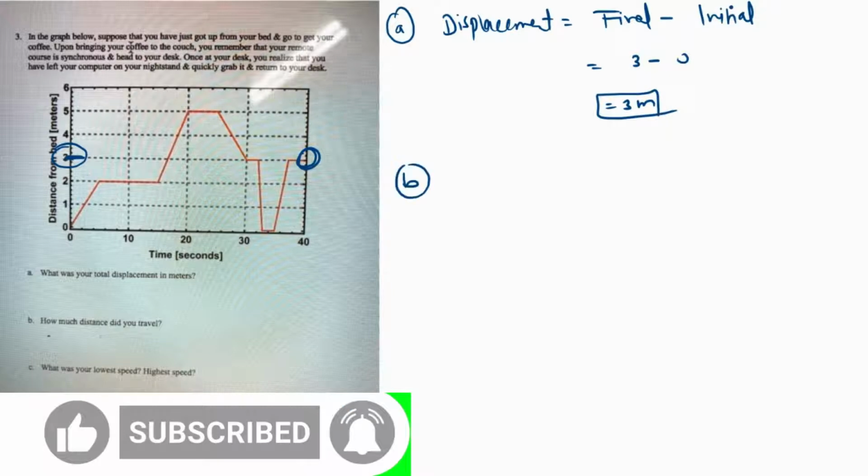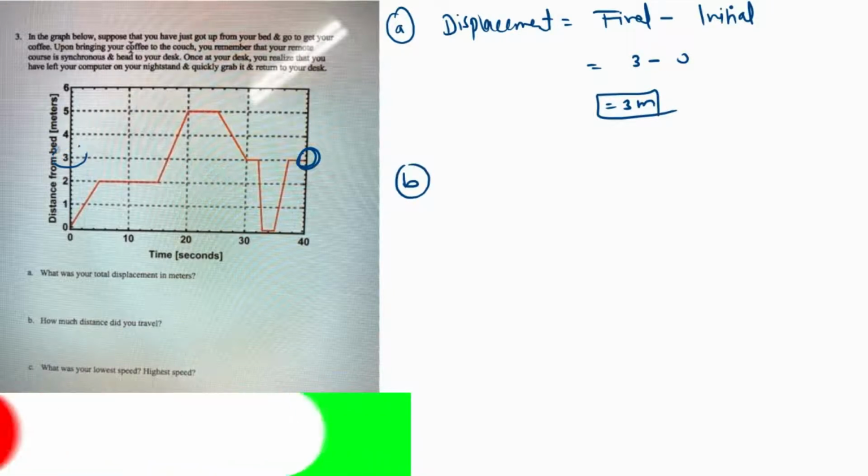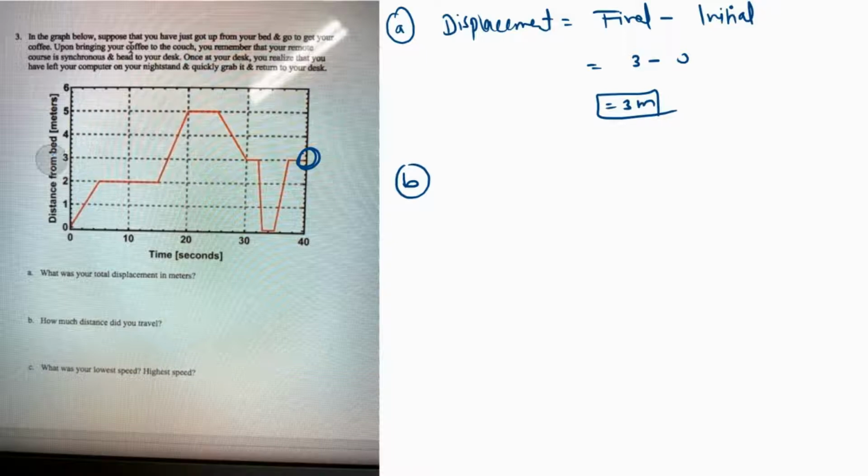Now, for the distance traveled, which is part B, remember the distance is not same as displacement. That is actually the distance which is being traveled. So from here, it started traveling a distance of 2 meters. Then it didn't travel anything. Then it traveled a distance of again 3 meters, so a total of 5 meters till now. So till this point, A, it traveled 5 meters.